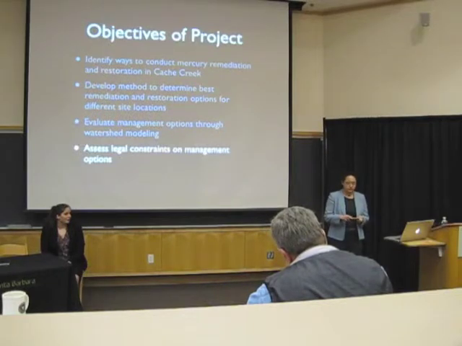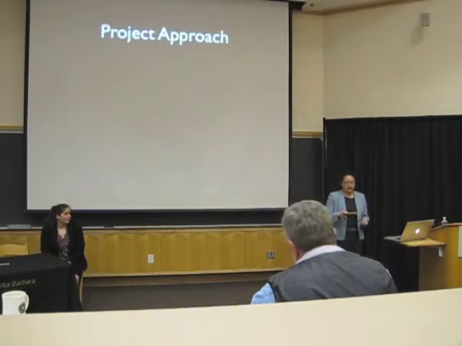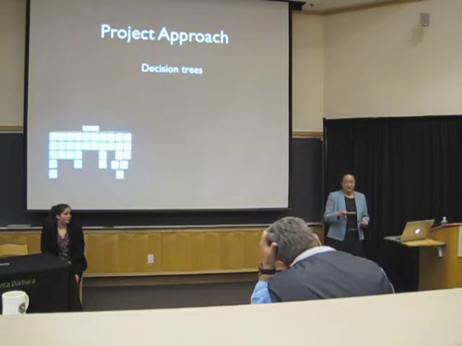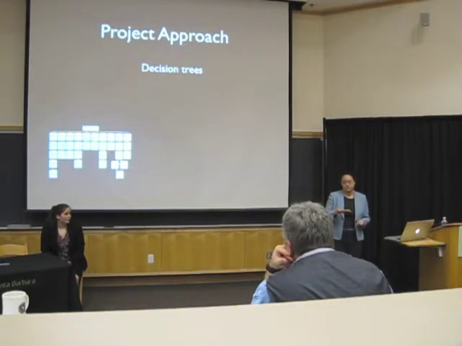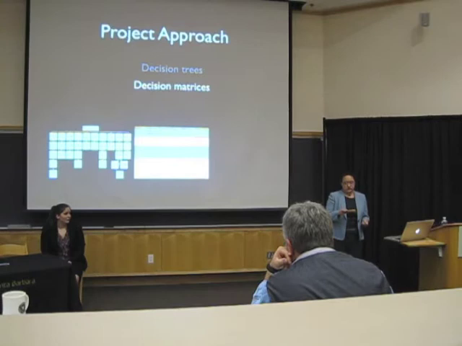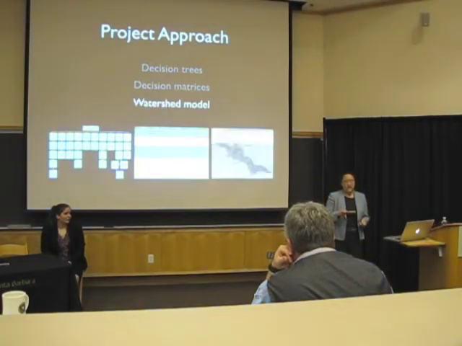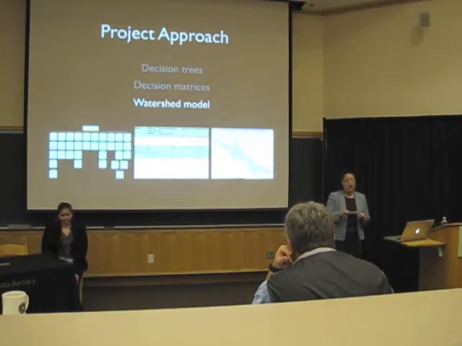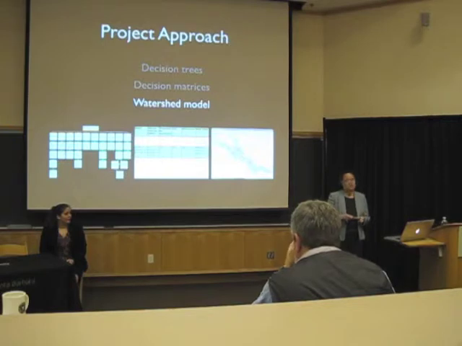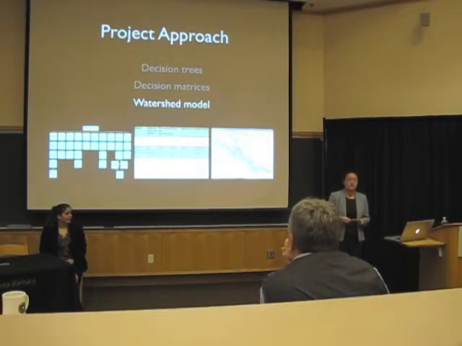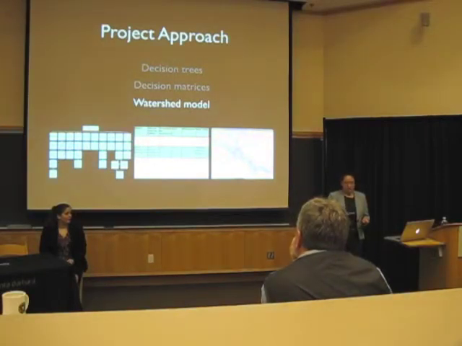We accomplished our objectives in 3 different ways. We first created 3 different decision trees to help with site selection, management options, and which options are most efficient. We created decision matrices to help quantify and qualify a location and its options. And lastly, we used WARMTH, which is a watershed modeling program to look at mercury transportation in the basin and how different remediation and restoration options affect mercury transport. I'm first going to talk about our decision trees.